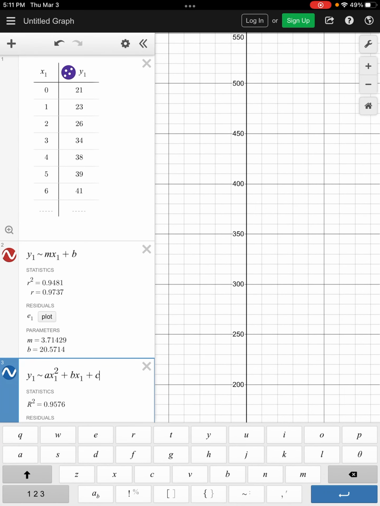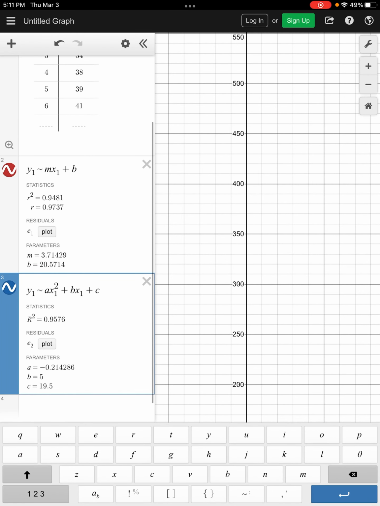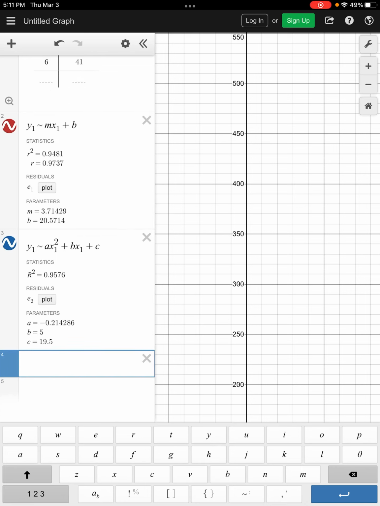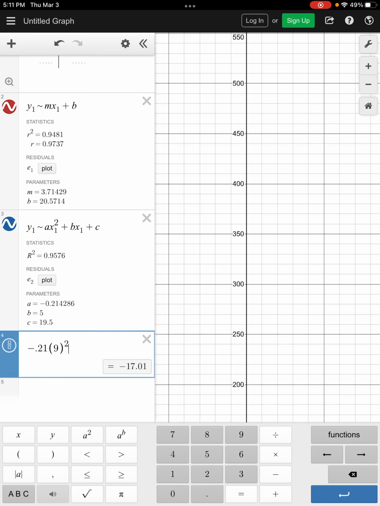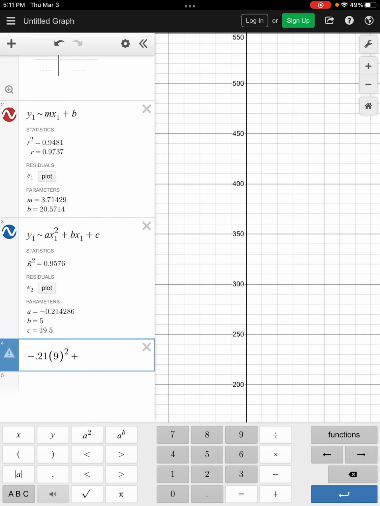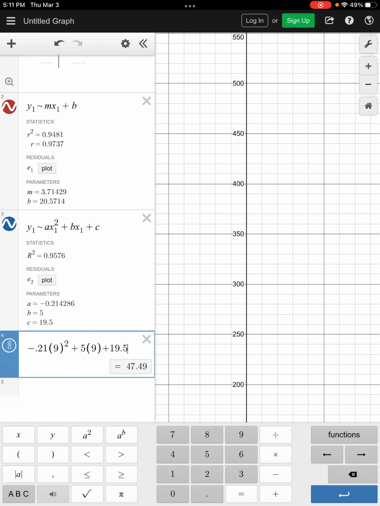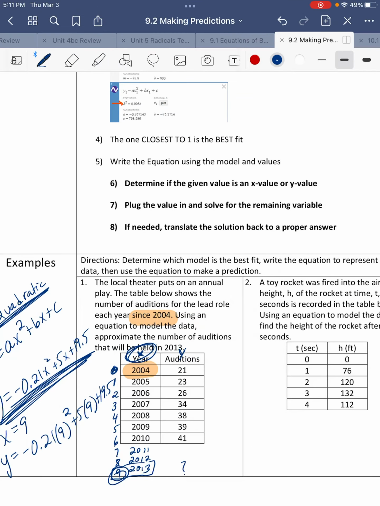Where's my calculator? And so we have negative 0.21 times 9 squared plus 5 times 9 plus 19.5. That's 47.49.